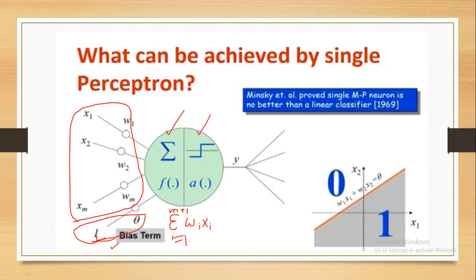So we have to create a weight vector with m plus 1 values. But guys, what's the problem? The problem is we actually have only m features. Then how to get x m plus 1? How to find out the x m plus 1 term?